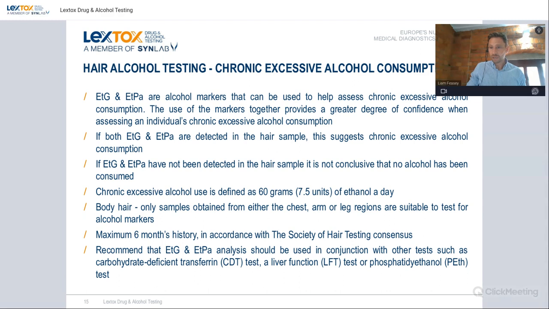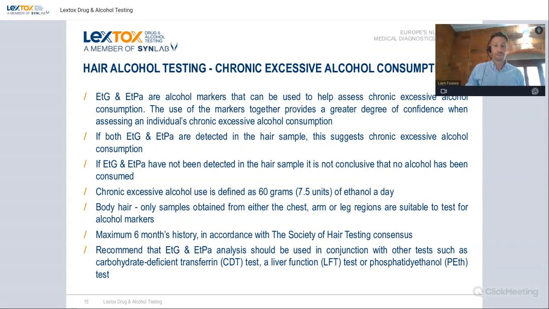Okay. So moving on to alcohol testing. First of all, I'll start with the hair test. So with the hair alcohol test, what we're looking for are two markers of alcohol use that are produced by the body when alcohol is ingested. So this is ETG and ETPA. So when alcohol is ingested, the body breaks down alcohol and it produces these two markers, ETG and ETPA. So the presence of these markers in hair can be used to help assess chronic excessive alcohol consumption.